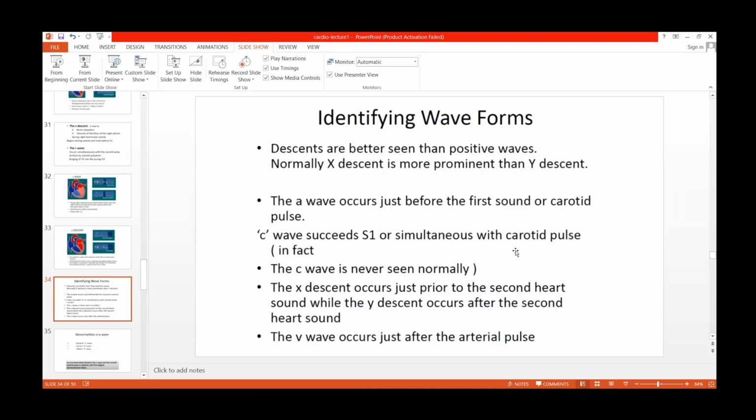Audio is okay. This slide is very important. For identifying positive waves, you have to check for pulse. If before it, if it is A wave, and if after it is V wave. And with the second heart sound, you can identify the negative waves. If before it is X descent, and if after it is Y descent.